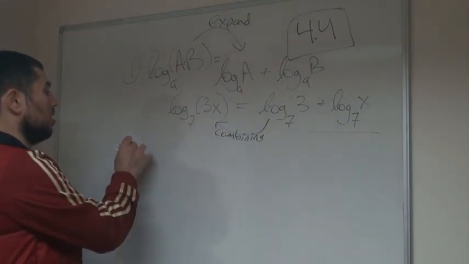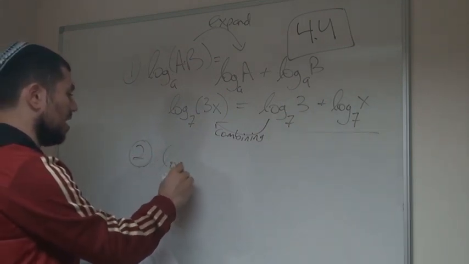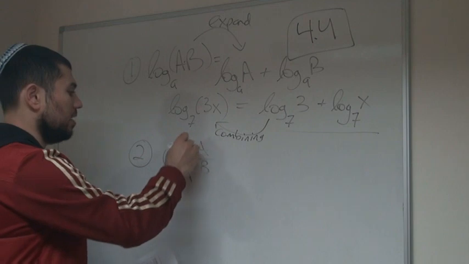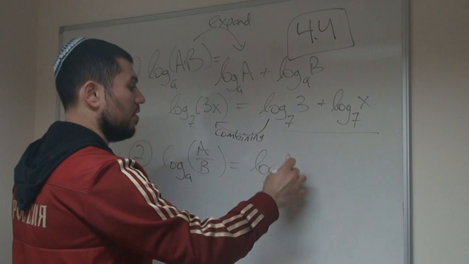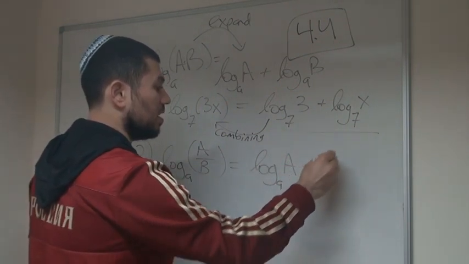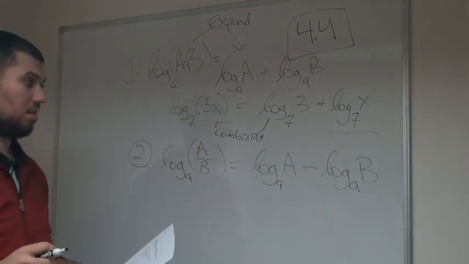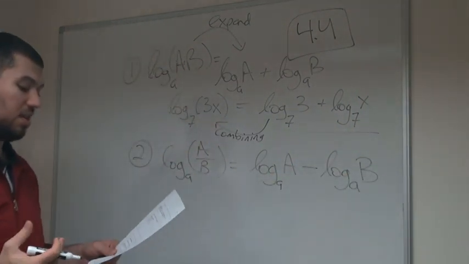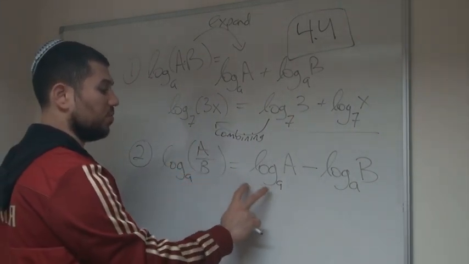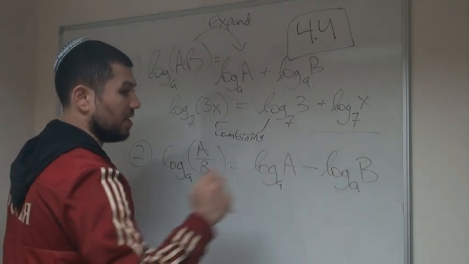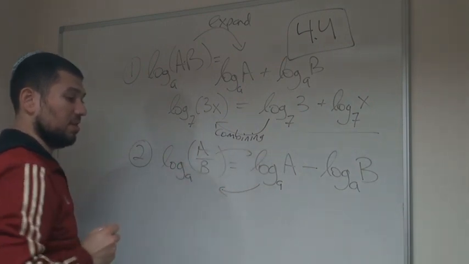Rule number 2 says log to the base a of a quotient, a over b, is equal to log to the base a of the numerator minus log to base a of the denominator. And again, we're going to see this in action, but if I have the log of a quotient, I can then just bring it out to be the log of the numerator minus the log of the denominator. One way is expanding, the reverse way is combining.